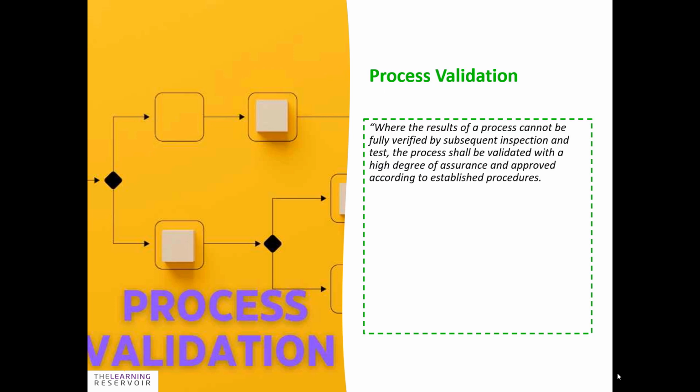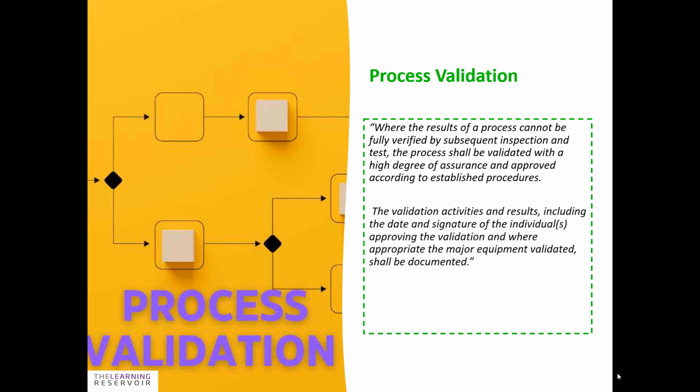So the first part of the regulation for process validation states that where the results of a process cannot be fully verified by subsequent inspection and test, the process shall be validated with a high degree of assurance and approved according to established procedures. And the validation activities and results, including the date and signature of the individual approving the validation, and where appropriate, the major equipment validated shall be documented. And this requirement is found in 21 CFR 820.75(a). So let's break it down.